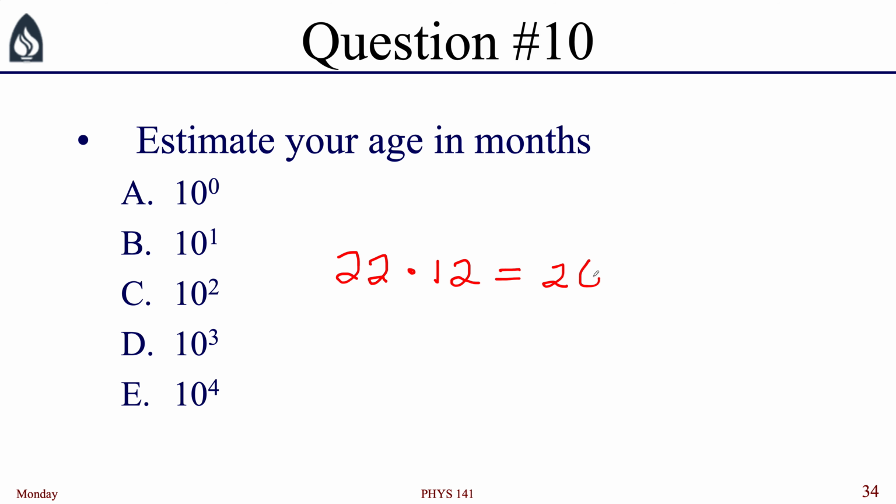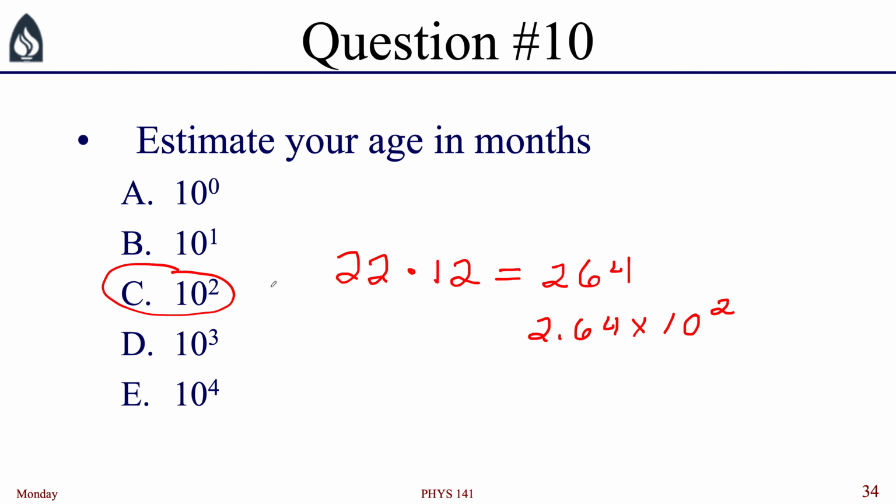Now we need to round this answer to the nearest power of 10. 264 is the same thing as 2.64 times 10 to the 2. So we would say that the nearest power of 10 is 10 to the 2, or 100. So if you estimate your age in months, you would get about 10 to the 2.